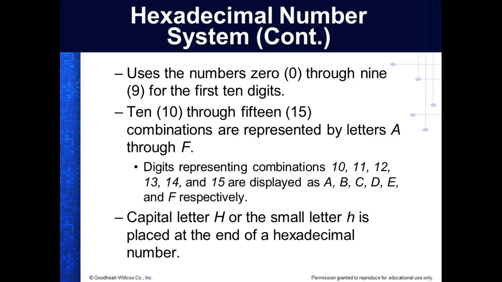So hexadecimal, we count starting with what? 0. And then when we get up to 10, how do we represent a decimal 10 in hexadecimal? Use the word what? Use the letter A. B would represent 11. C would represent a what? 12. 13, 14, and 15, and then we run out of combinations.